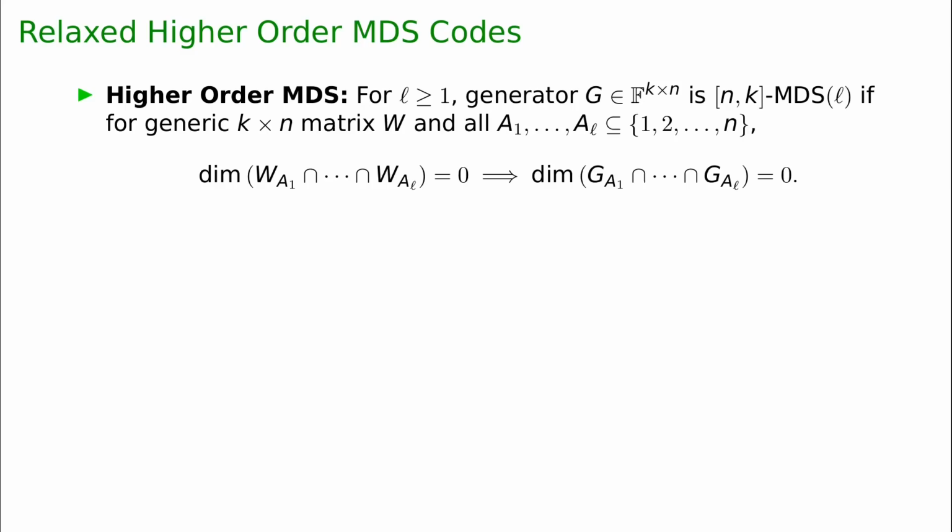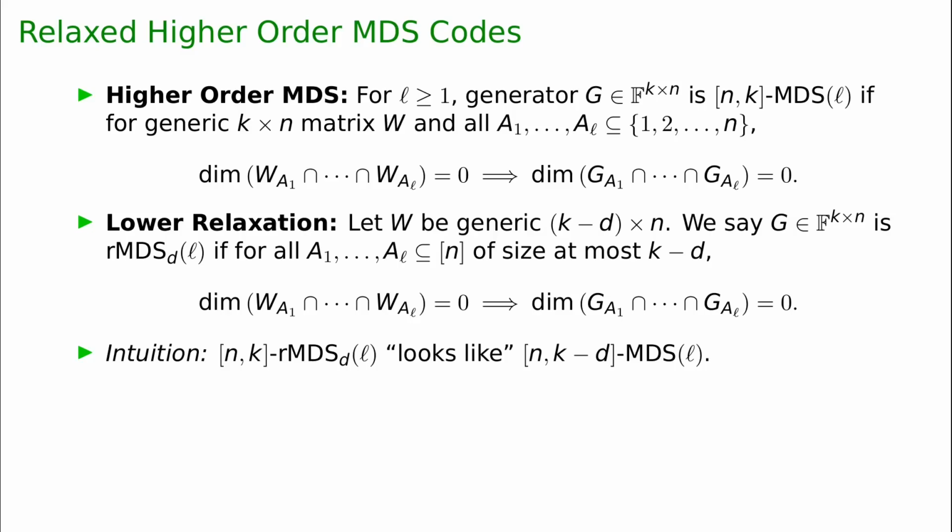In particular, given a generator matrix, we say that it is MDSL if for any generic matrix W of the same shape, and for any A1 through AL, if the intersection of WA1 through WAL has dimension 0, then the corresponding intersection in G is also 0. This ends up being equivalent to the other definitions discussed earlier.